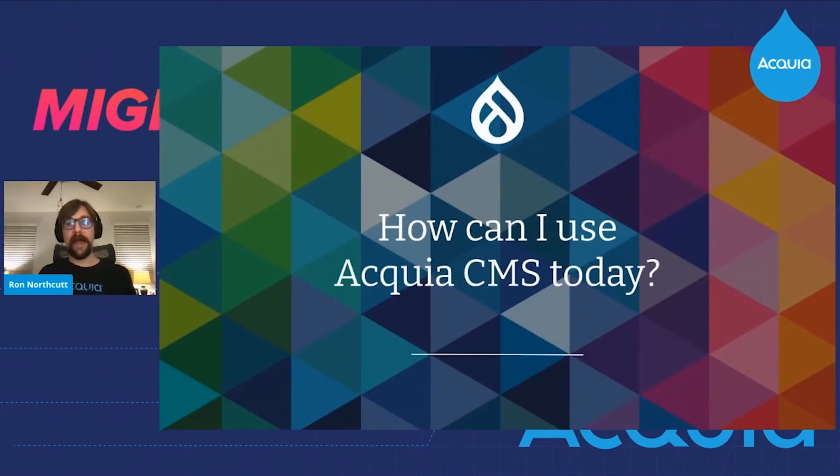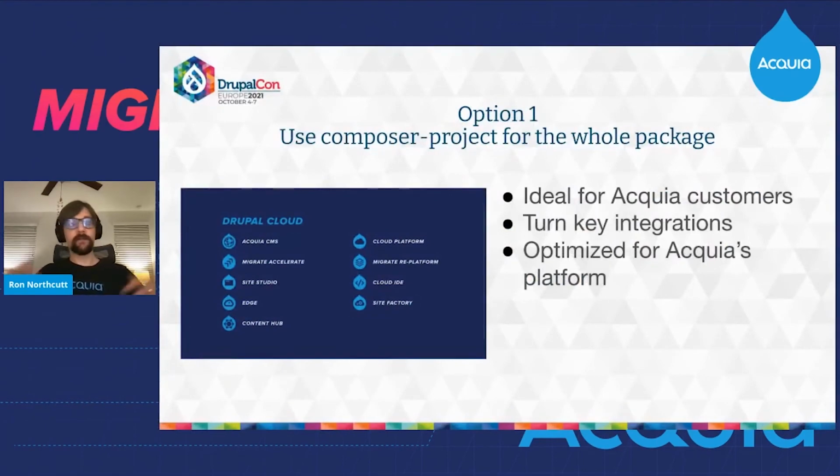So how can you use Acquia CMS today? Well, I'm going to give you 3 primary examples of where you might be taking a look. So the first one is taking the whole thing, right? There's actually a composer project you can use. There's instructions on the page at Drupal.org. You can also go and check out GitHub, and you can use that to just install the whole package and start building out your own code base from there.